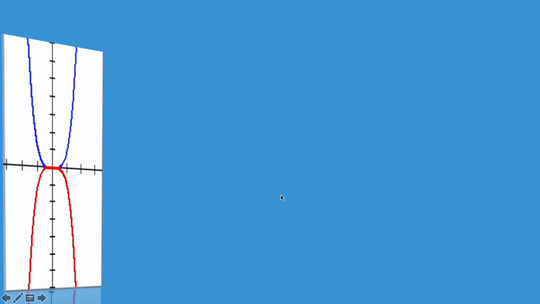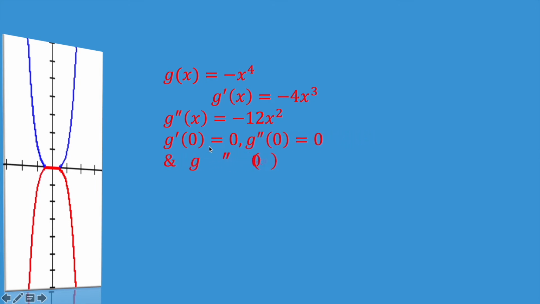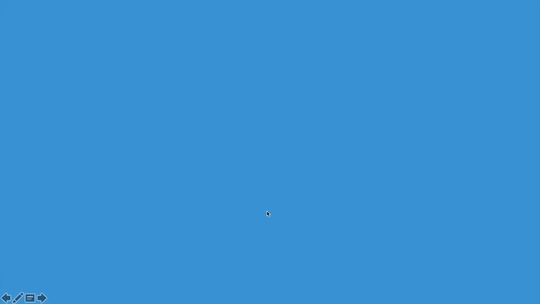Similarly, for y = -x^4, the red curve, the first derivative is -4x^3, the double derivative is -12x^2. The first and second derivatives are both 0, the double derivative is negative and does not change sign for all the values of x, so therefore it is a local maximum.